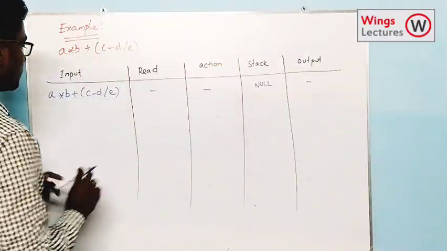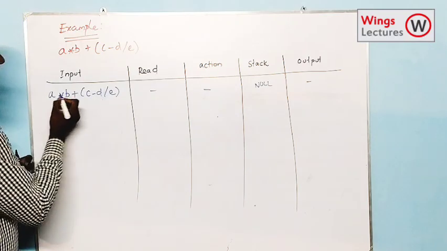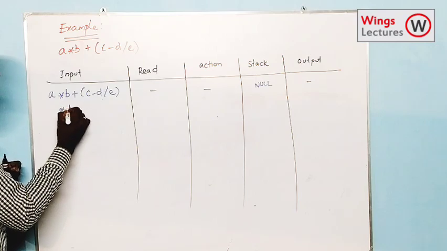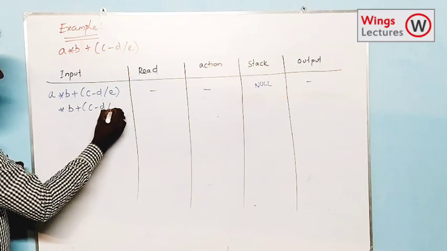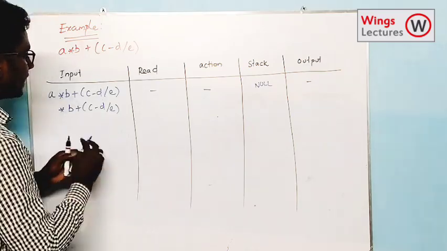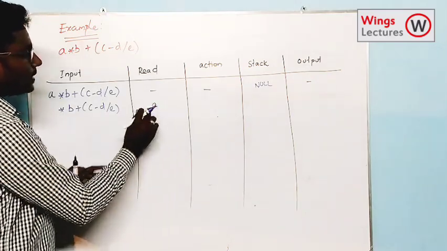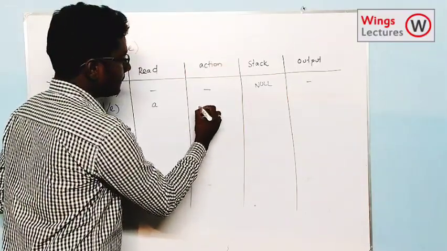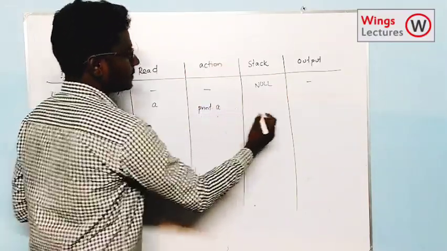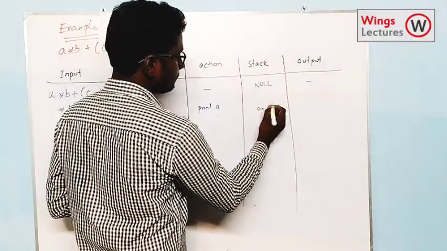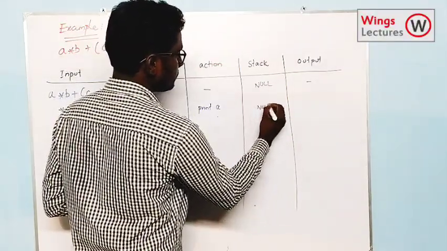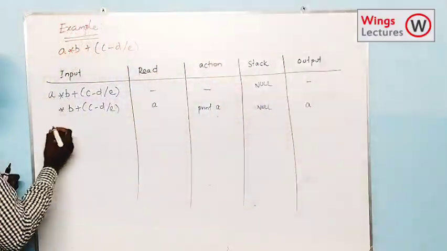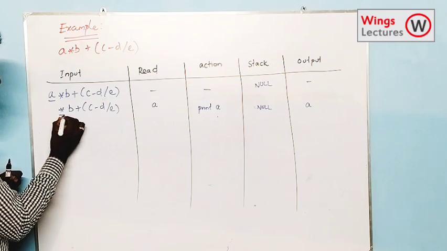So my first operation is, I am going to read A. So I can remove A from here. What I'm going to read, A. Is A an operator or operand? It's an operand. So print A. The stack is still empty now, so directly I can place A into output. Then what is the next one?